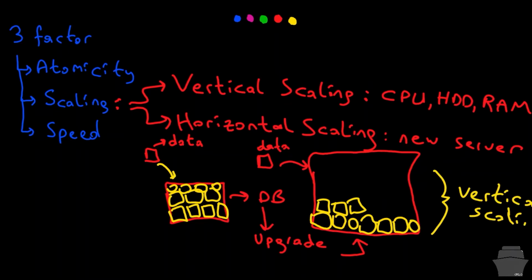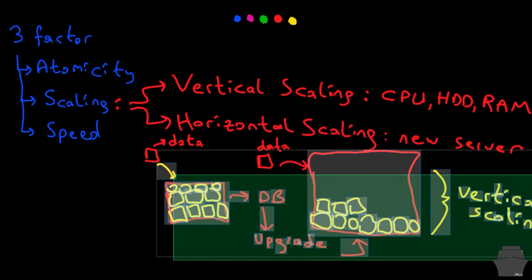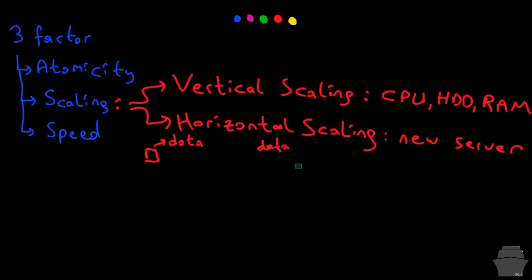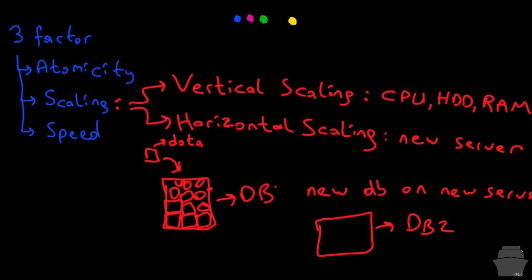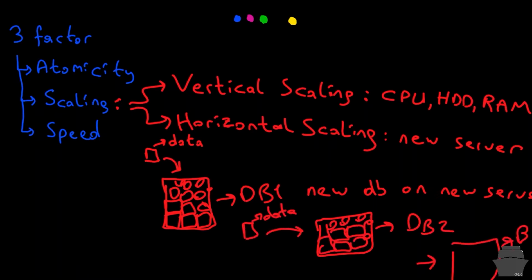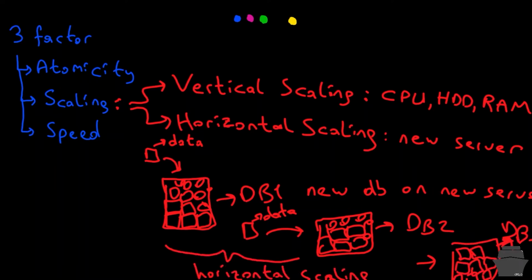Let's do that for horizontal scaling as well. I'm going to draw a box as a database server. When our database is full and there is no more space for new incoming data, we will create another box to store new data. If database 2 is full, then we can create another one to store new data. That is horizontal scaling.